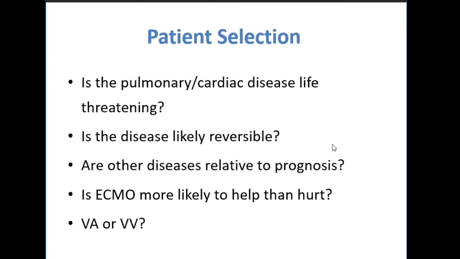Similarly, if a patient has severe dilated cardiomyopathy, we cannot put the patient on ECMO. Are there any other diseases related to prognosis? The patient's comorbid conditions are very important. Is ECMO more likely to help the lung or the heart? It is important. We see coagulopathy, we see the contraindications for placement of ECMO. And then you decide the type of configuration, whether the patient should go for VA or VV ECMO.